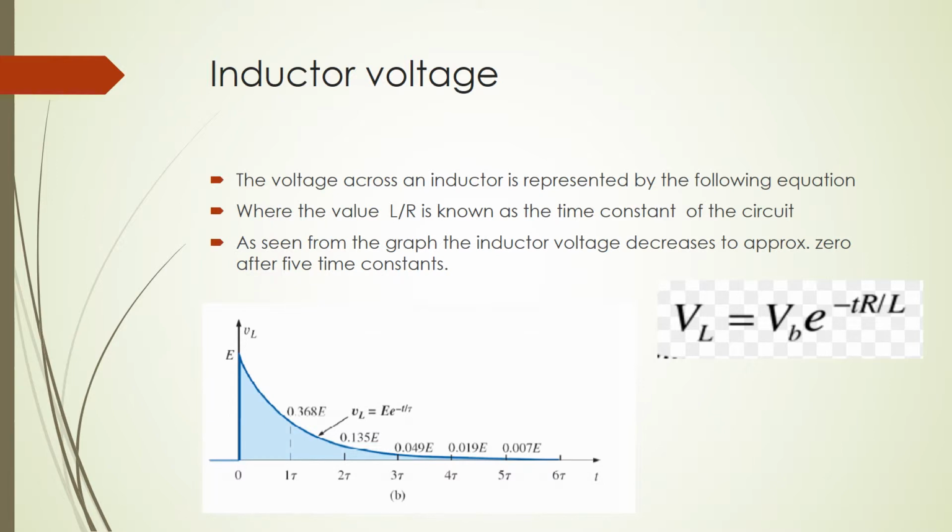Okay, so now I'm going to talk about the voltage across the inductor. The voltage across an inductor is represented by the following equation, where the value L over R is known as the time constant of the circuit. As seen from the graph, the inductor voltage decreases to approximately 0 after 5 time constants.